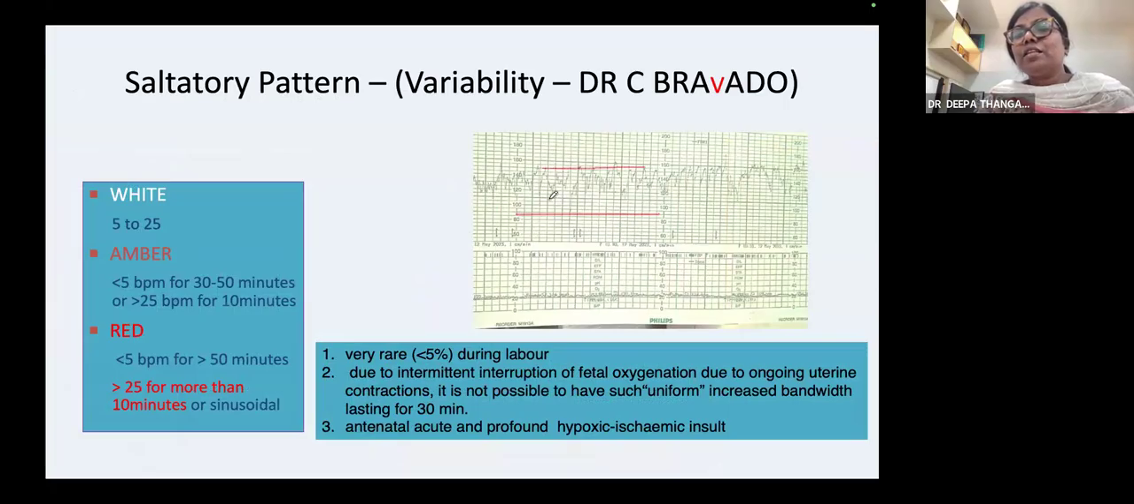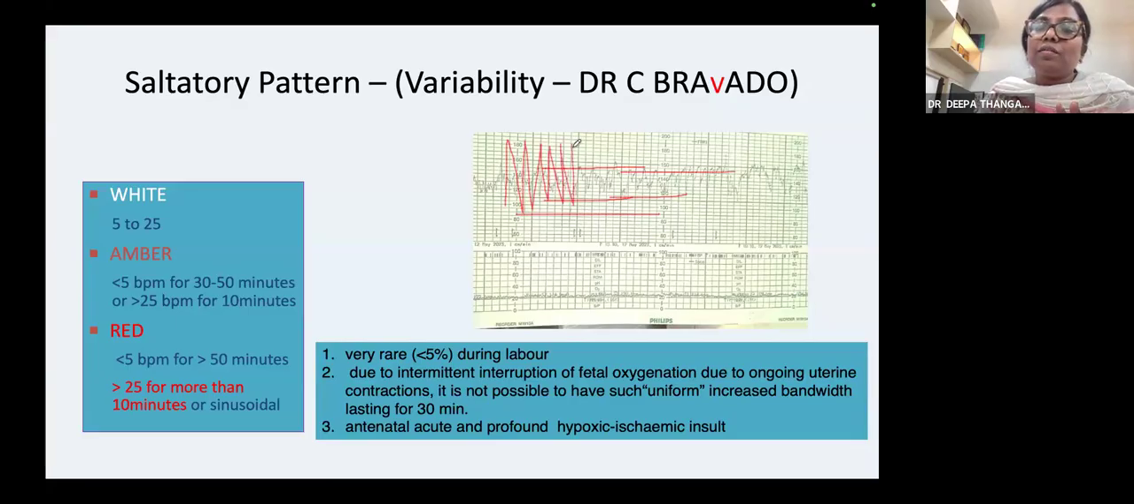Okay, if you see this and this, how many beats, it's going up and down. If it is more than 25 beats, it's saltatory. It is actually up to the 25 beats, so I cannot say it is still saltatory. Saltatory is more like this, 25 beats.